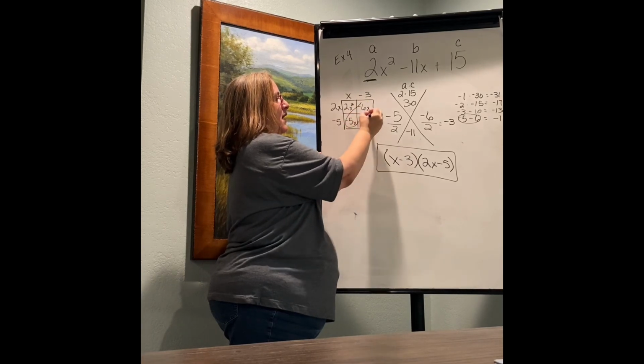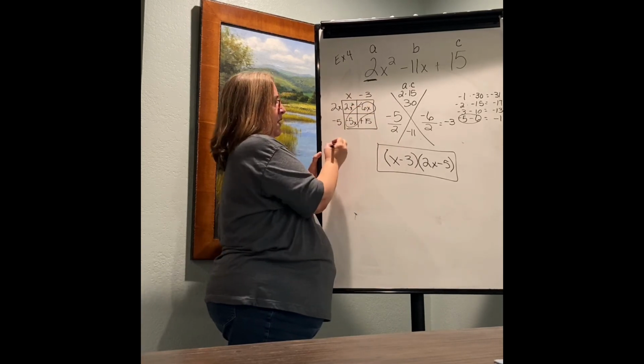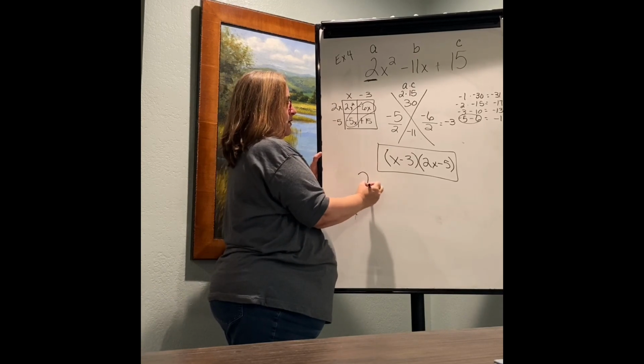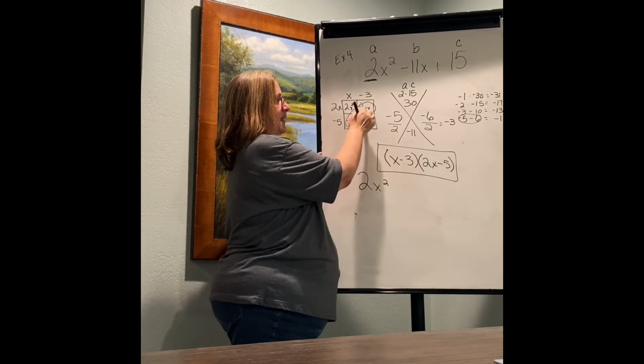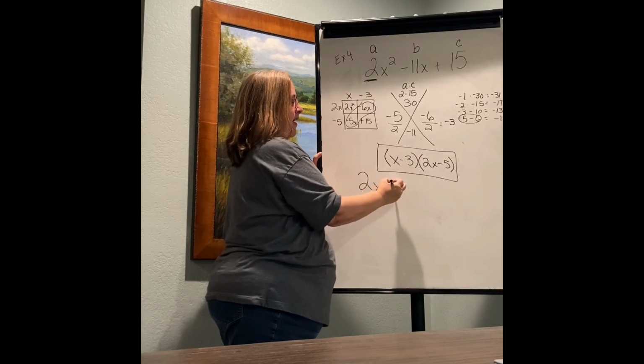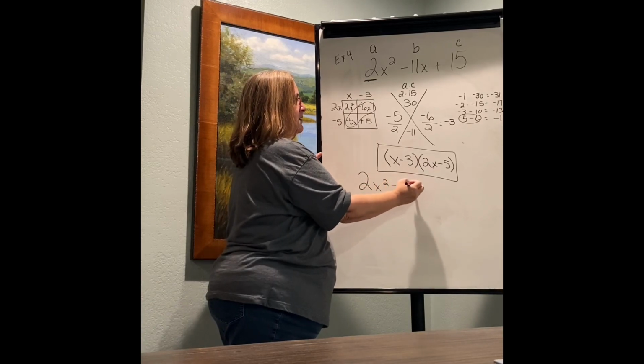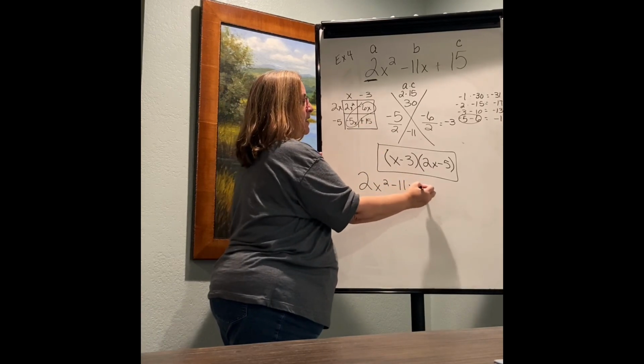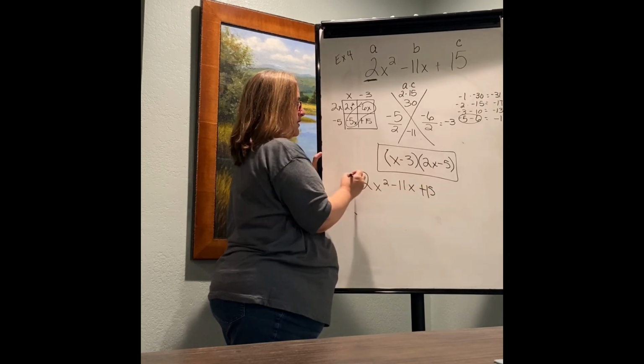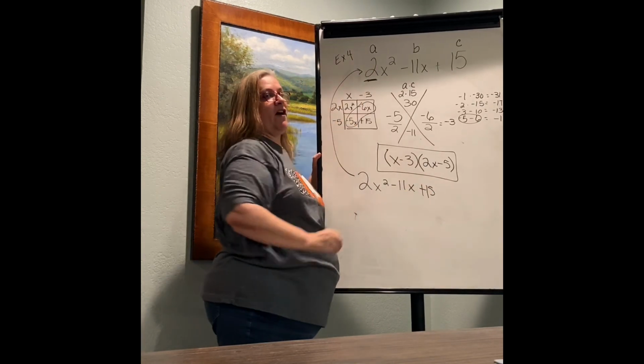Then I combine like terms across the diagonal. So I get 2x squared. Add these two. Negative 6 and negative 5 is a negative 11x plus 15. And that's where I started. So I know that I got the correct answer.